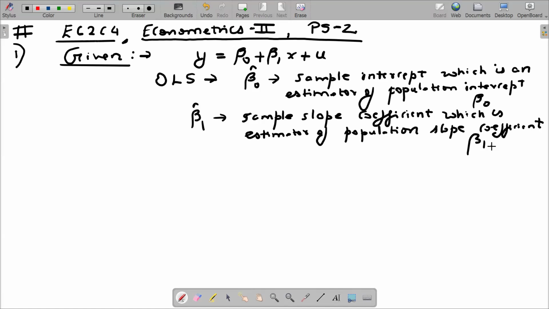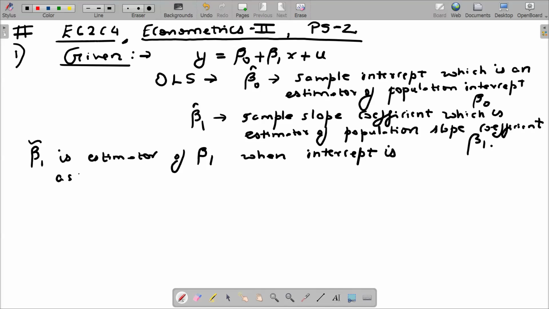What else are we given? We are given that beta 1 tilde is the estimator of beta 1 when the intercept is assumed to be 0. That is, what is the intercept? The intercept is beta naught. I assume it to be 0. So corresponding to it, what will my sample regression function be?